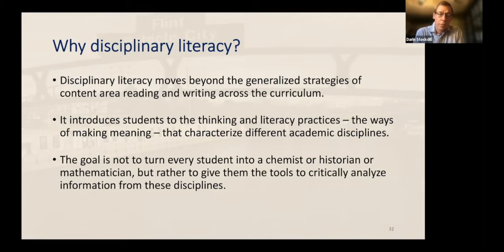Now more than ever, with social media and all the information that kids are exposed to, we know they need to be able to question the source and question the historical context of a document and corroborate sources. So those types of reading practices are super important.